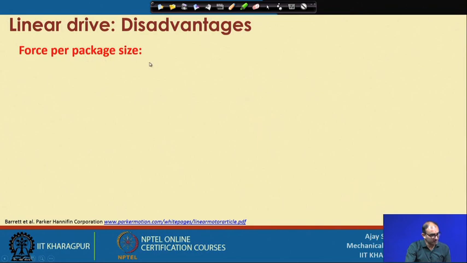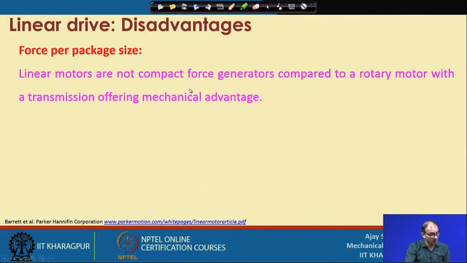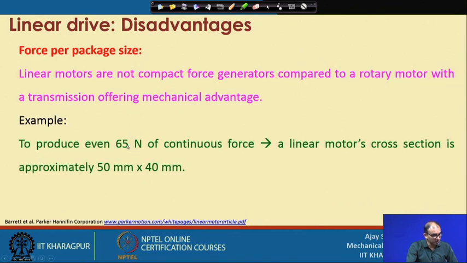Force per unit package, that means what is the size of the component and how much force you are getting. In this case, this is the downside of this particular motor. Linear motors are not compact force generators, because if you want to generate a very high force with a small volume, that is not the right choice compared to the rotary motor with the transmission offering mechanical advantage. Suppose you want to create 65 Newtons of continuous force. How much cross section of the motor is required? You need a 50 by 40 cross section.